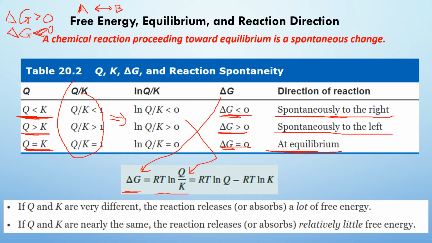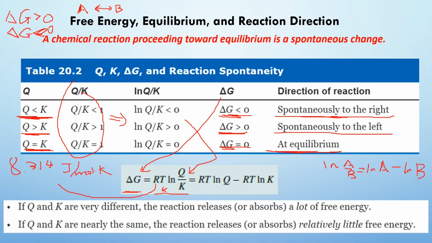Now you have R and T, which are constants. T is the temperature in Kelvin. R is the universal gas constant, 8.314, with units of joule per mole times Kelvin. For the natural log of Q over K, you can rewrite it as natural log of Q minus natural log of K. When you have the natural log of A divided by B, it is equal to natural log of A minus natural log of B.